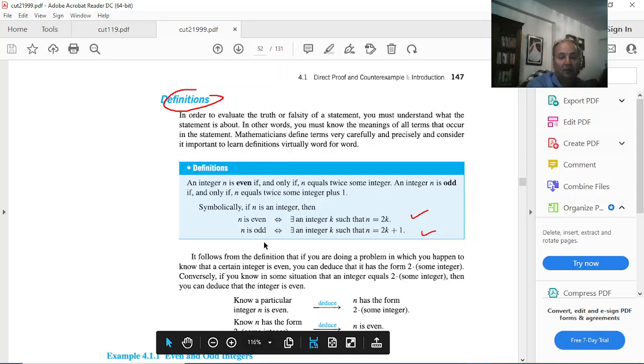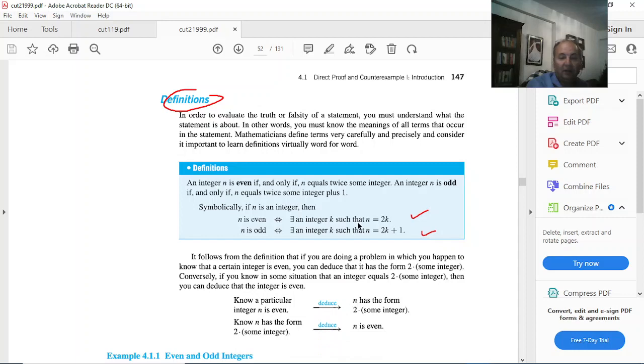Definitions. n is even if there exists an integer k such that n is equal to 2k. n is odd if there exists an integer k such that n equals 2k plus 1. This is the way you can define evenness and oddness. It's very important.